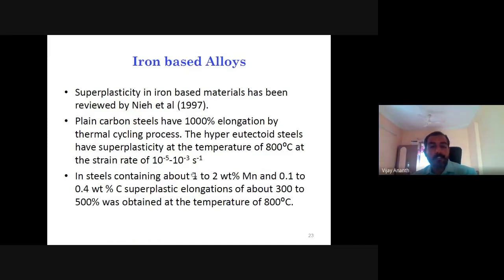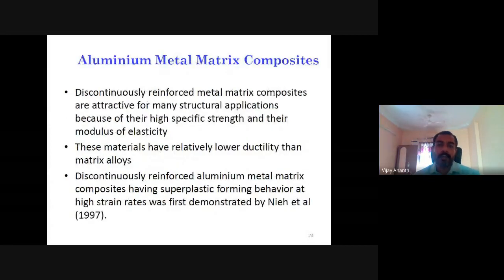Iron-based alloys are also formed through superplastic forming. It was reported in 1997 that plain carbon steels obtained 1000% elongation at 800 degrees centigrade, at a very slow strain rate of 10 to the power of -5 to 10 to the power of -3. Right? Many steel alloys are also formed through this superplastic forming process.